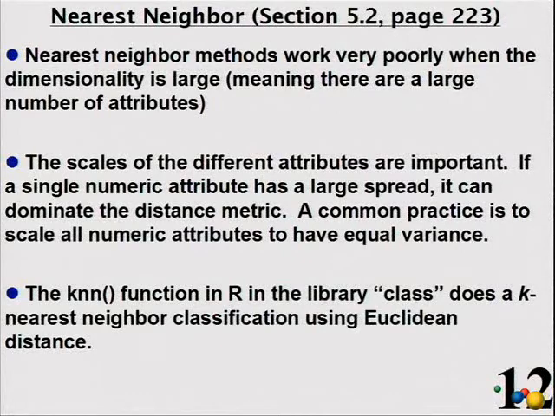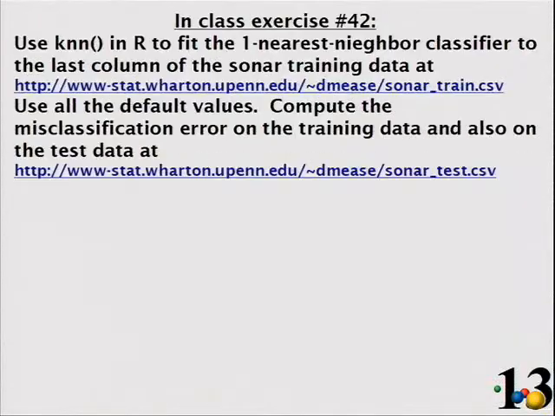In the SONAR data, which we're going to look at, it's not a big problem because they're already scaled to live on 0, 1, so it works well. KNN, k nearest neighbor, is the R function. It's in the library class, and it does k nearest neighbor using Euclidean distance by default, which means, of course, if you start to give it attributes which are not numeric, then it's going to do something probably pretty silly with them. But by default, it's just going to use Euclidean distance for numeric attributes.